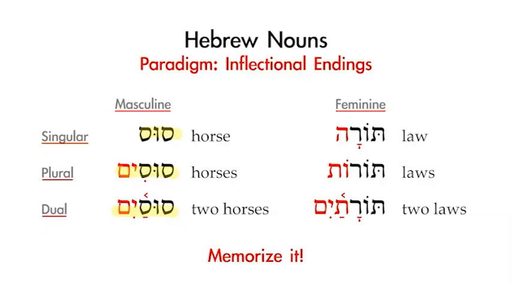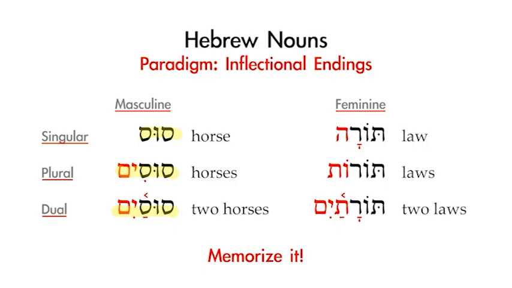The dual ending consists of the ay diphthong, aya, and then the mem, susayim. So let's say this paradigm together again, sus, and then susim, and then susayim. And those red inflectional endings mark the nouns for gender and number. The masculine singular noun is endingless. The masculine plural noun ends in im, and the masculine dual noun ends in ayim.